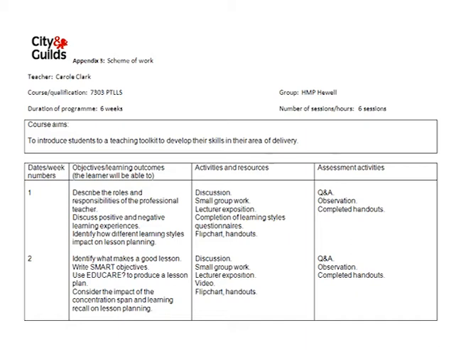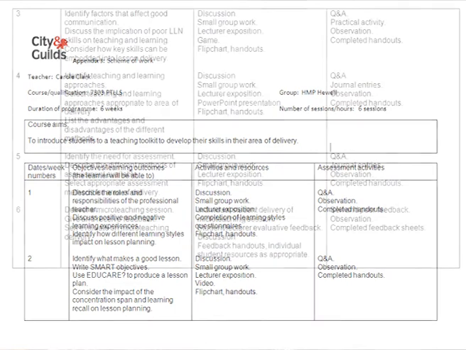In the rightmost column we're describing the assessment activities. Here you'll give a list of how your learning outcomes will be assessed. Will it be via Q&A, observation of learners' practice, completed handouts, quizzes, or perhaps indeed a final exam? The assessment activities being used should be noted in this rightmost column.